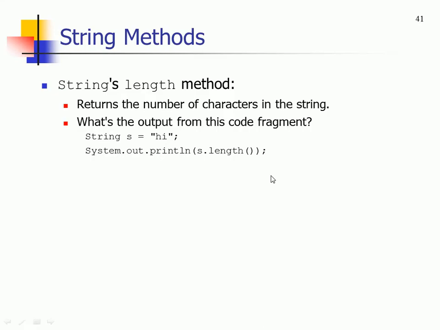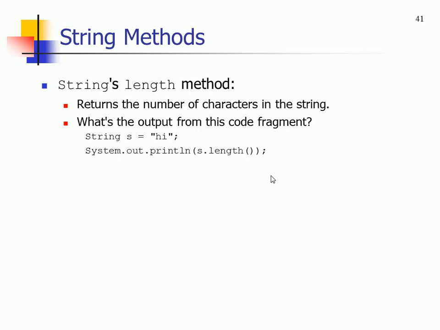Pretty simple, actually. Excessively simple. It says return the number of characters in a string. So what is the output of this right here? Anybody? This code. It'd be 2. It'd be a 2 because we have a string called s that's of length 2 because it's "HI". So we're outputting s.length. So output a 2.